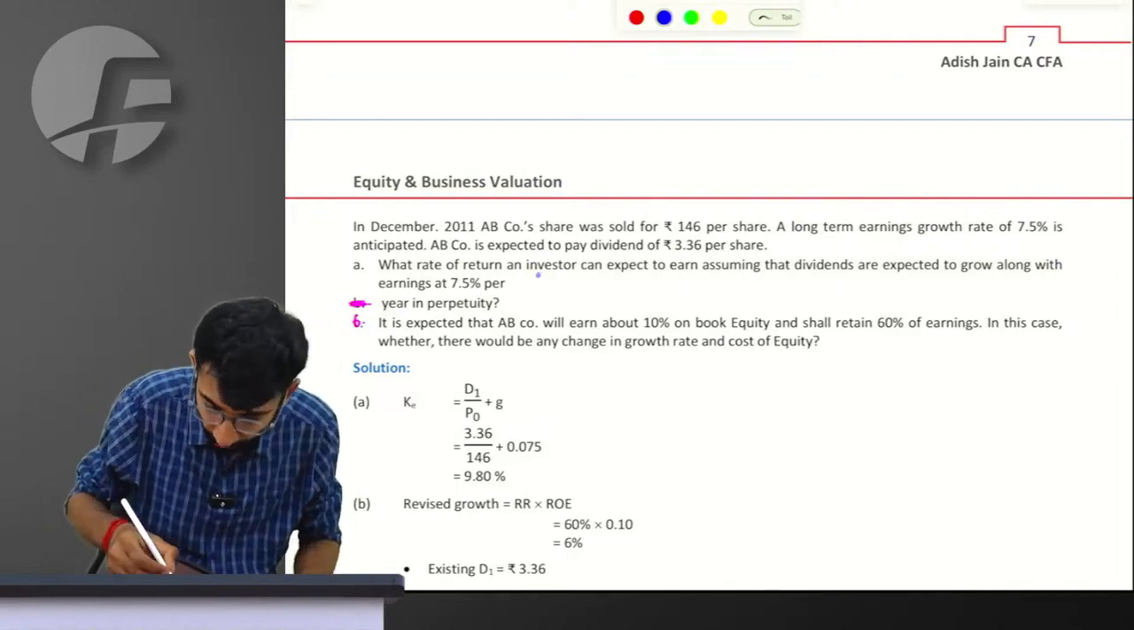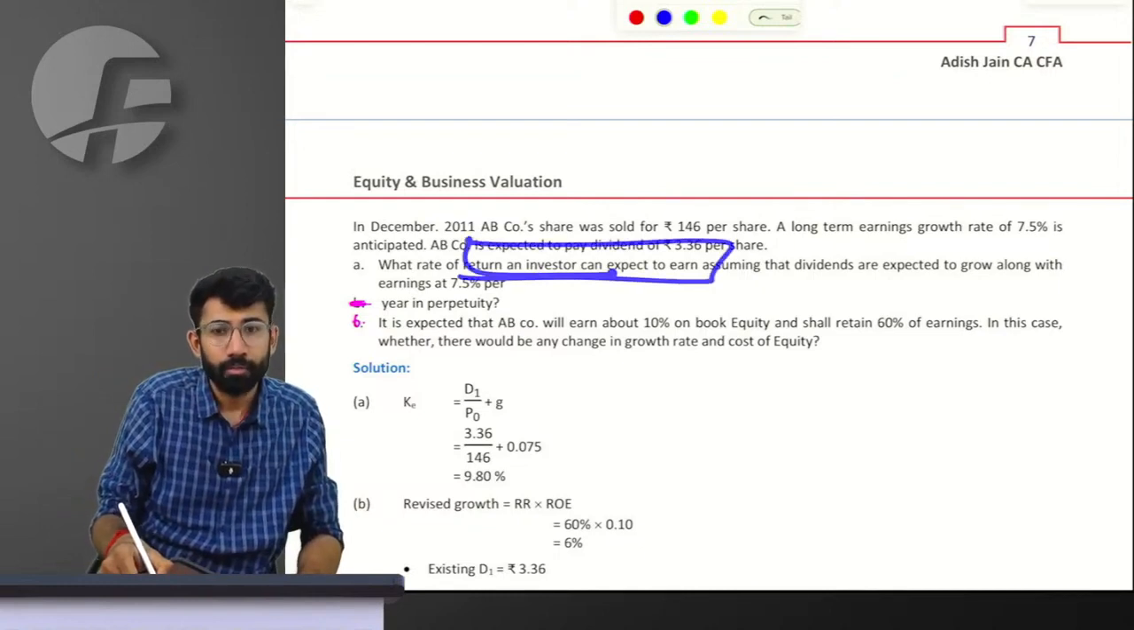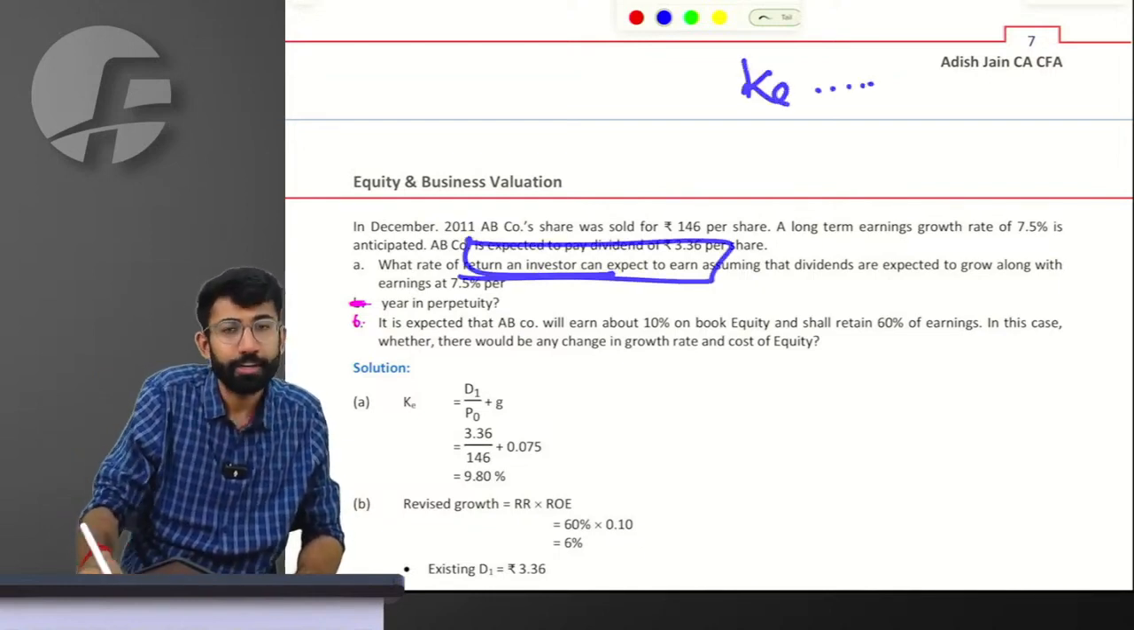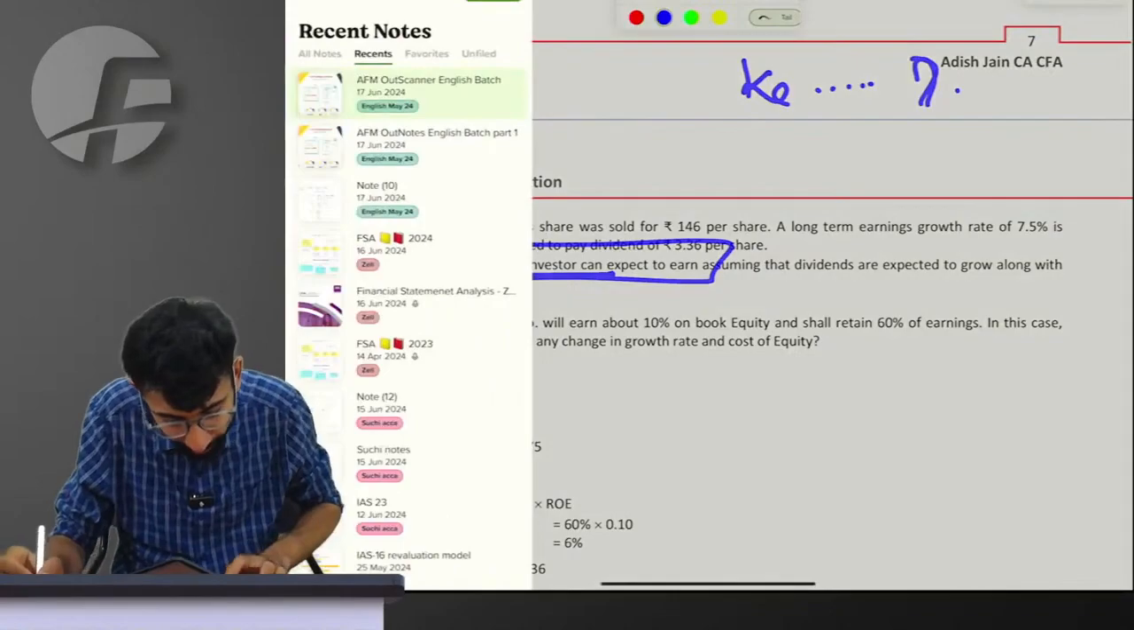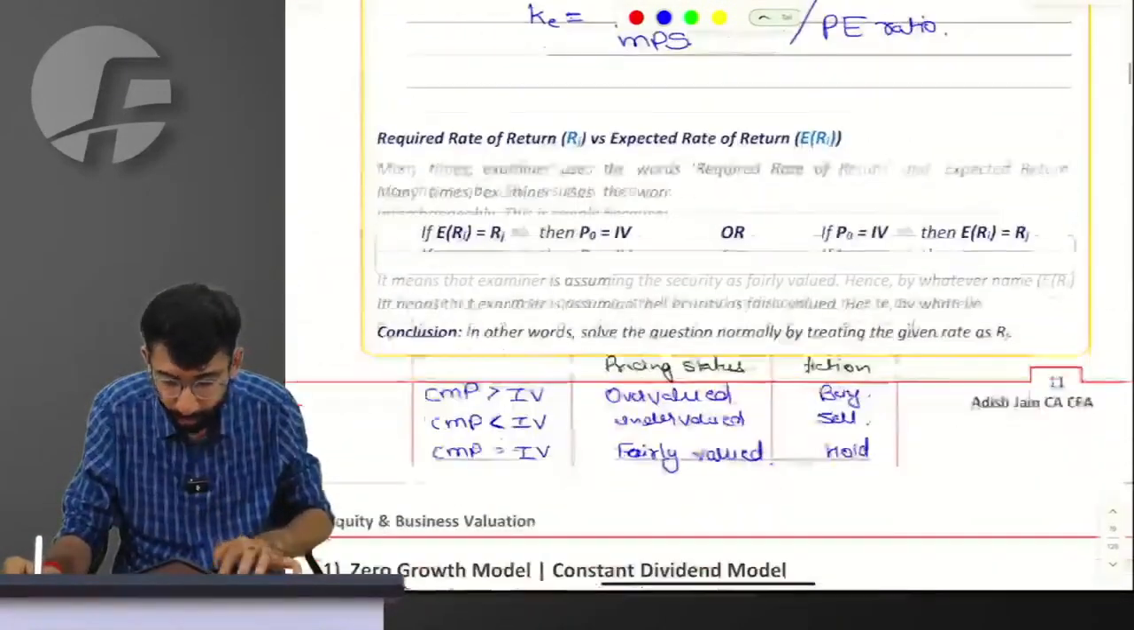Anyways, ignore. Sir, they are asking you to calculate expected rate of return. But Ke is called the required rate of return. What is happening? For that, let me again take you to the concept notes. You remain there. I will just teach you from here. It is not needed.